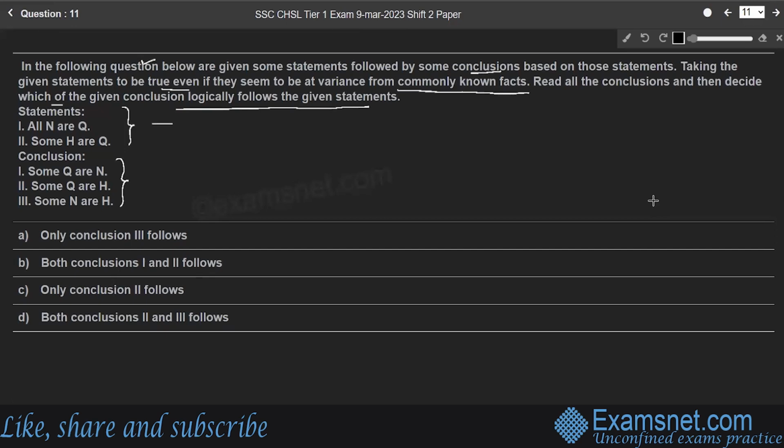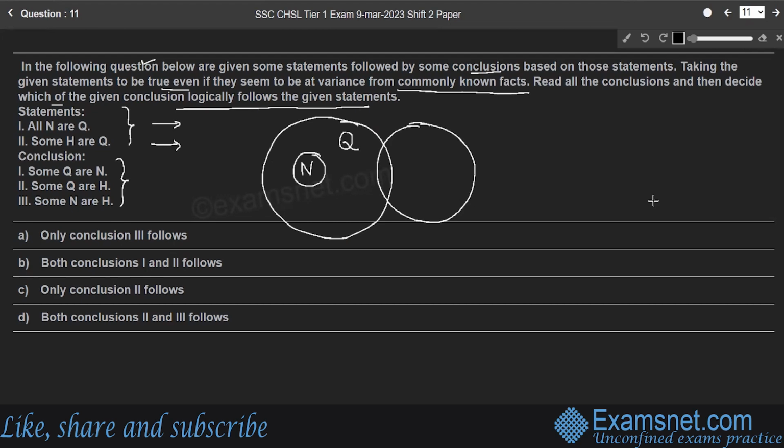So all n are q. Consider set n. All n are q means set n is completely included in set q. Second statement, some h are q. So some portion of h are q. Therefore, there is an intersection of set q and h. This shaded portion represents the second statement, some h are q.